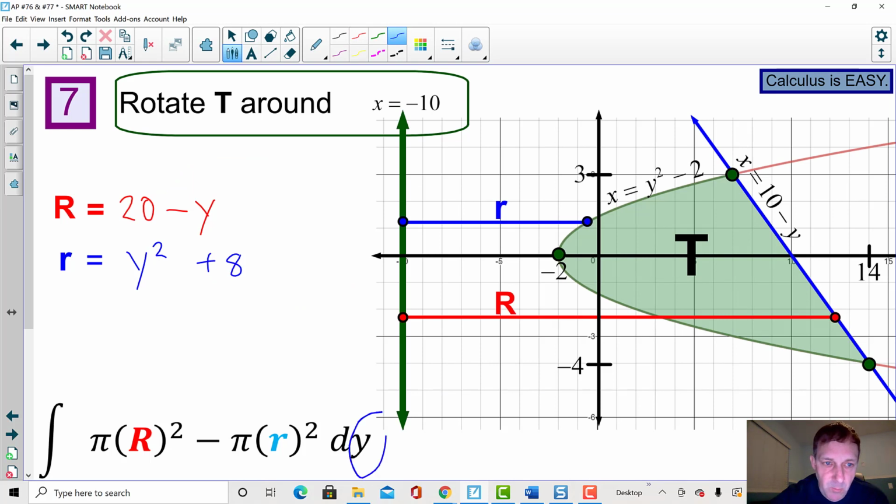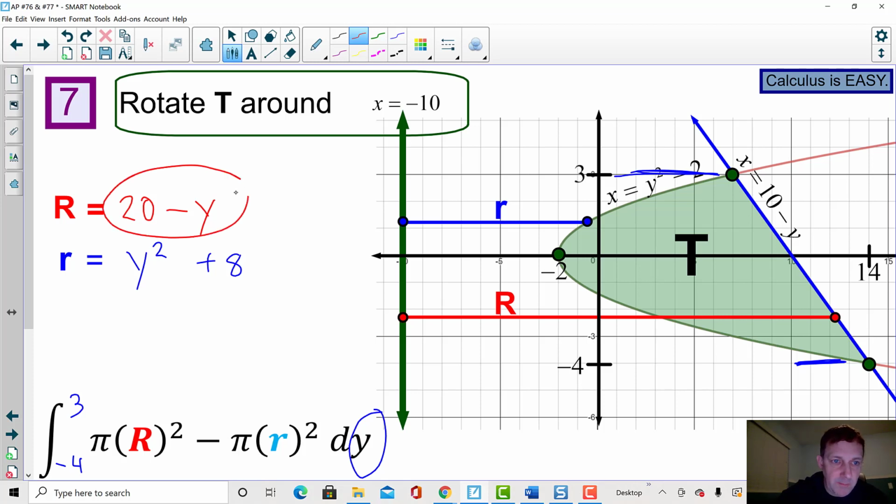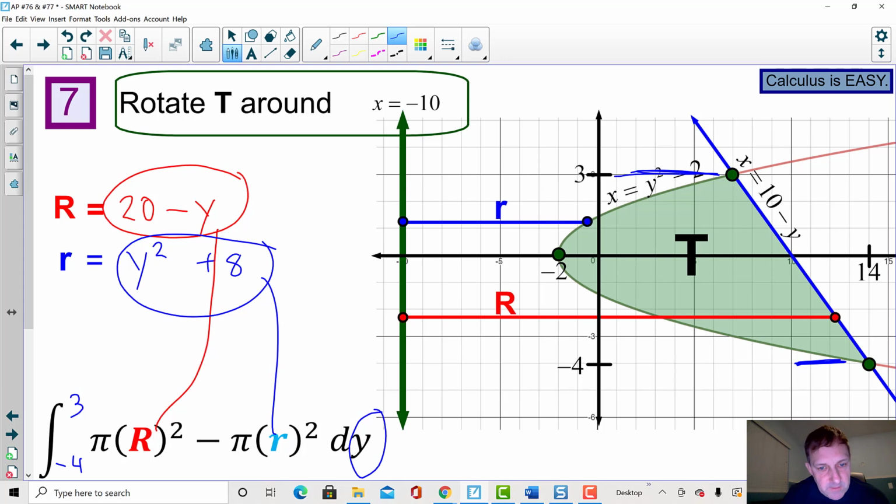Now the bounds are going to be y values. So let's have a look. It looks like it goes from y equals -4 to y equals +3. So let's write that down. And that's pretty much it. Other than, of course, we have to plug in the big R, and we have to also plug in that little r. All right, let's have a look at our last question, number 8.